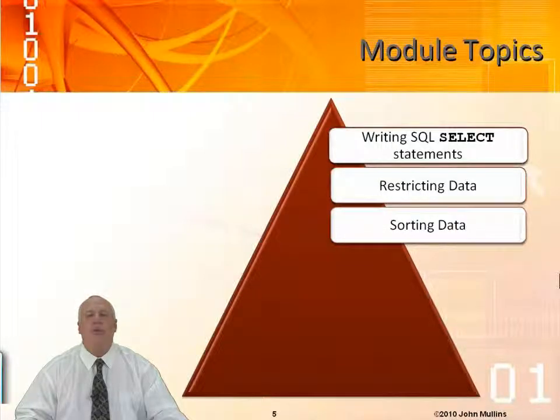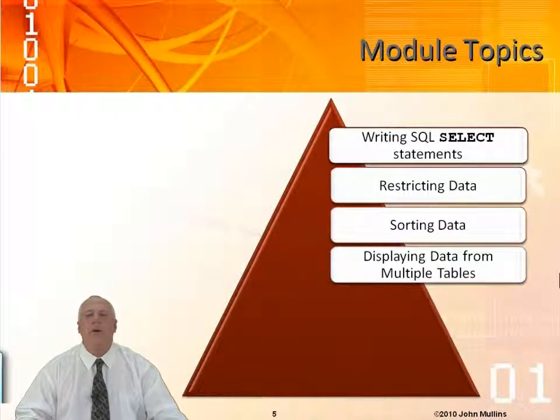We'll see how to sort data. By default, Oracle's data is not sorted in any particular order. So if you want to see a list of employees and their salaries in descending order, you're going to have to code for that. You'll do that through something called an order by clause, which has to be the last clause of your select statement.